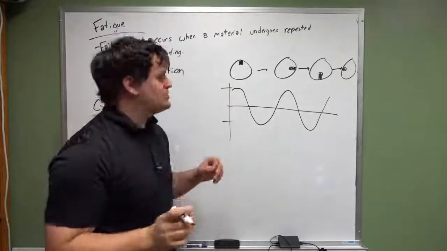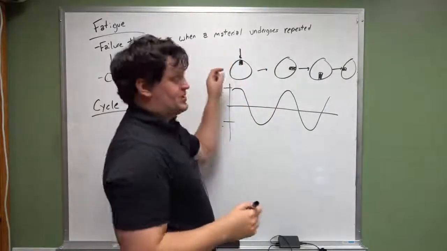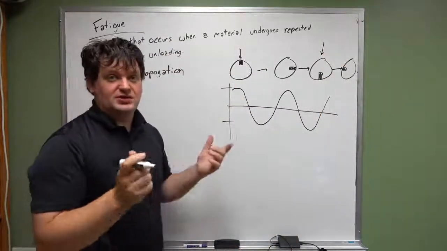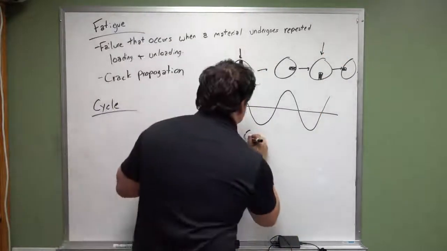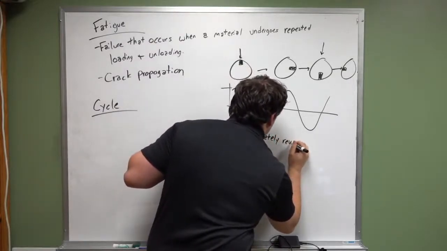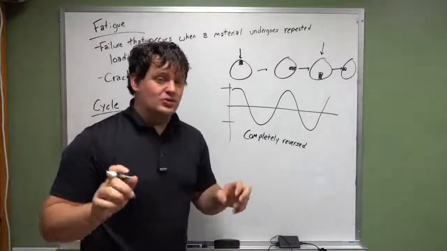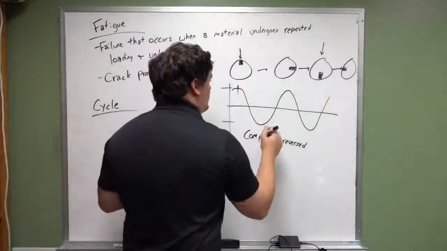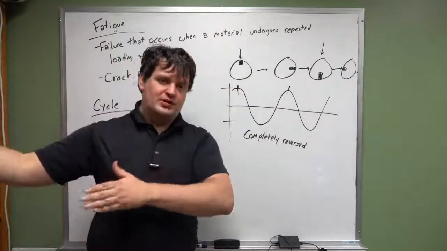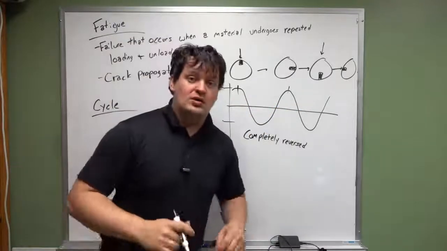What does completely reversed mean? Well, it means that the amount of compression load it experiences here is identical to the amount of tension load that it experiences there. Okay, so this is completely reversed. And what you have for one cycle is ultimately where it goes from one value completely reversed and then back to that same value. When it does that, that is one cycle.